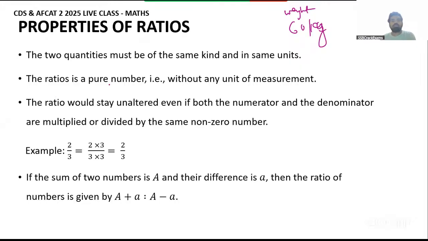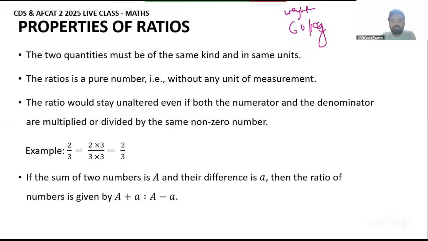Next, the ratio is a pure number. Every time you compare quantities using a ratio, it is always unitless, because units get cancelled in the ratio. All right. So there is no unit of measurement for a ratio. It is always a number.